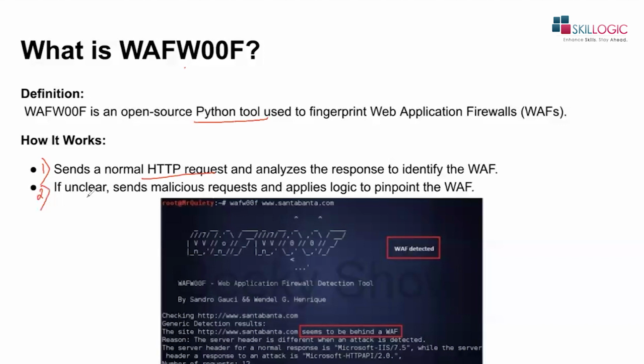But on the other hand, if the response is unclear, it sends a malicious request. Some web application firewalls only react when they see suspicious activity. So what this tool does is mimic an attack to trigger a reaction. That is how we are able to detect whether there is a web application firewall present or not.